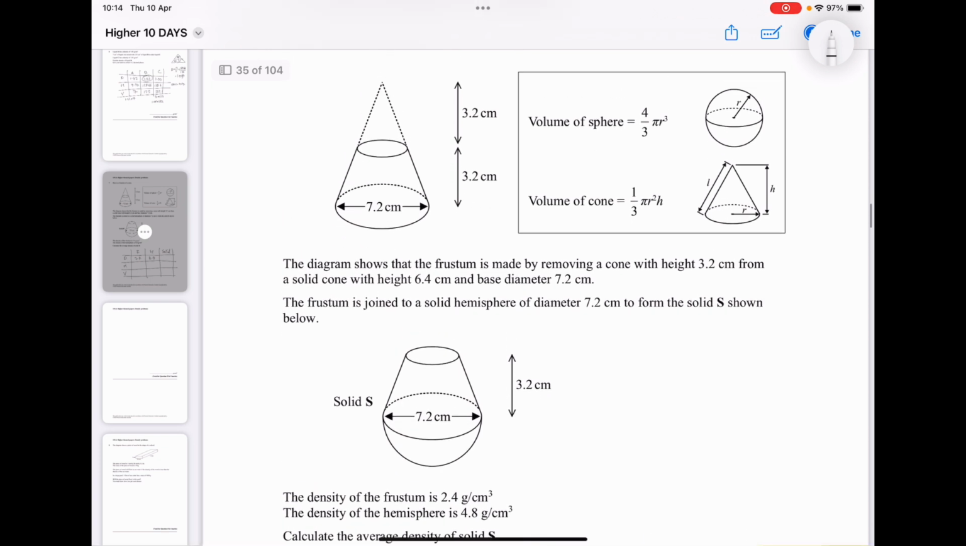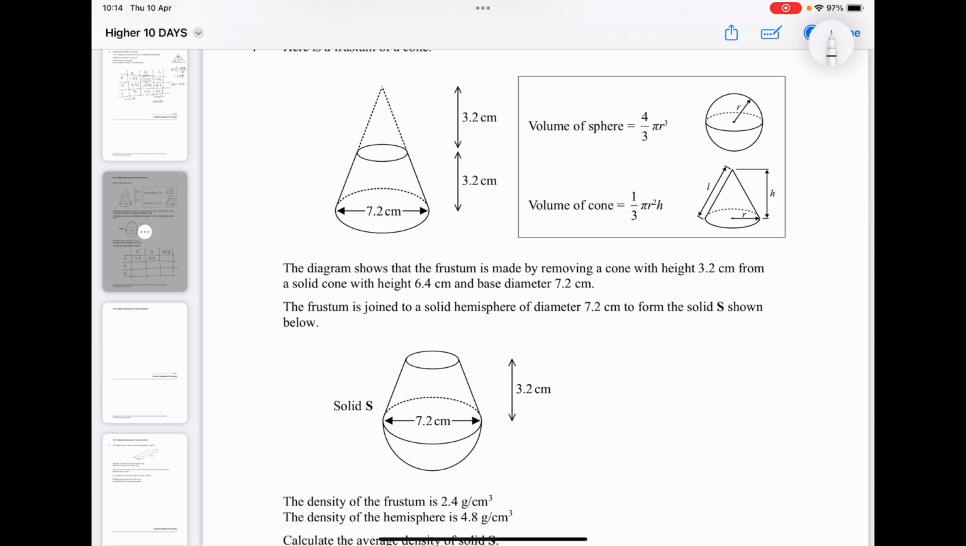The frustum, essentially we've got to compare the sizes here. Because this is half size, in fact this will be half size as well, because they're similar shapes. So this is half of the whole, so the diameter will be half of the big diameter, so that is 3.6. If we look at the volume of the cone, it is just 1/3 pi r squared h.